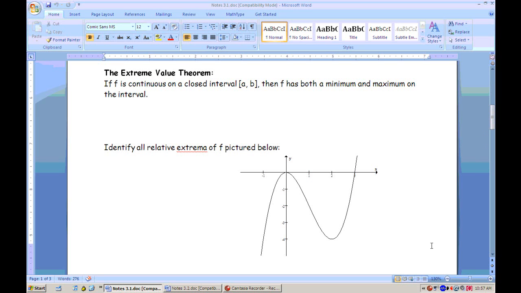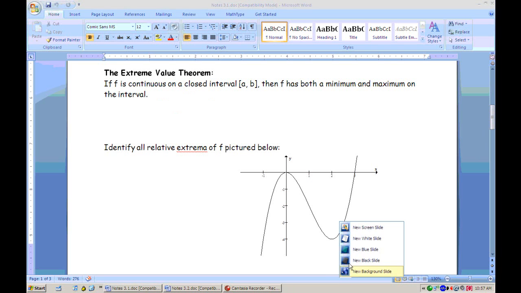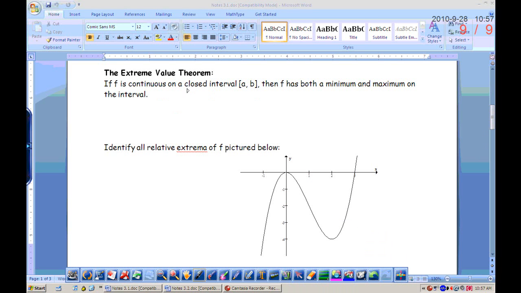All right, and that brings up the extreme value theorem. The extreme value theorem says that if f is continuous on a closed interval a to b, then f has both a minimum and a maximum on the interval. And your keywords here are closed interval, so that means you're including your endpoints, and the word continuous. So if the function is continuous on a closed interval, you're guaranteed an absolute minimum or an absolute maximum.